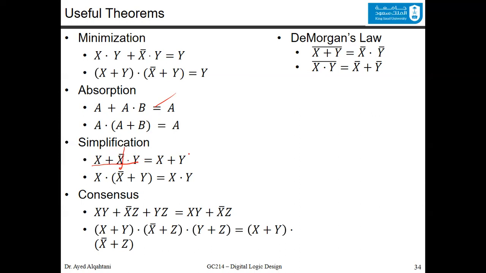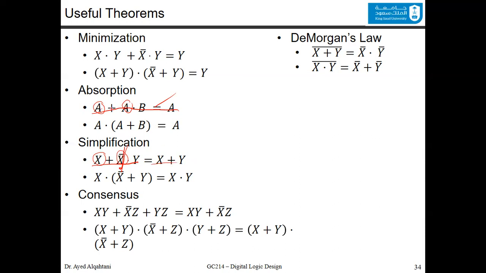It will be X or Y. This is called simplification. So we simplify it. Notice there is a difference between the absorption and simplification. The absorption, you have the same variable. Here you have the variable and its complement ANDed with another variable. So you took the complement out, and you end up with this.